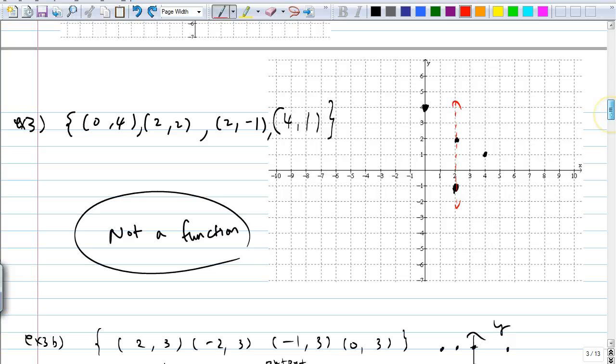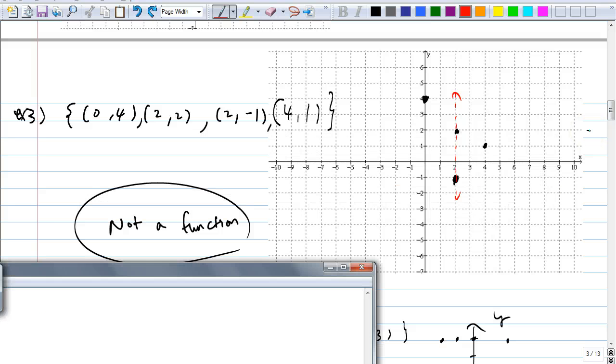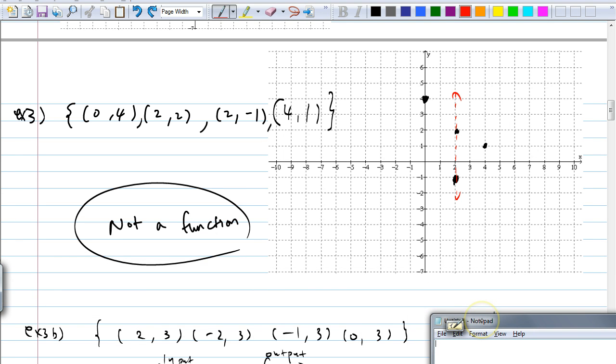I want you to decide whether or not, try 3B. I have a set of ordered pairs. I want you to graph and tell me whether or not this is a function. Because some of you are asking me this question. So take a look at these ordered pairs. I got (2, 3), (-2, 3), (-1, 3), and (0, 3). This one's kind of interesting. Go ahead, everybody try. I'll wait.